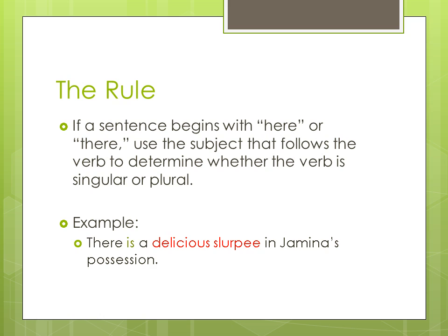All right, next rule. If a sentence begins with here or there, use the subject that follows the verb to determine whether the verb is singular or plural. For example, there is a delicious Slurpee in Jamina's possession. Delicious Slurpee is singular. She only has one Slurpee. So you would use is, because is the singular verb. Make sure you've written those down.